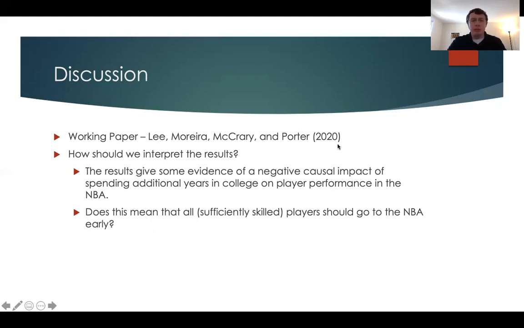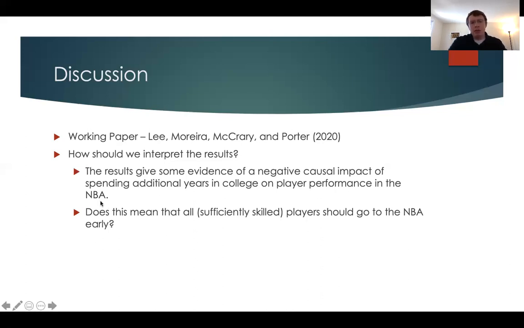So when thinking about the results of this paper, what I would then say is certainly the instrumental variables regressions are suggesting a negative impact of spending additional time in college. The significance would be weaker based on the results of this working paper here. But at the very least, the evidence is not suggesting that spending additional time in college is having a positive impact. So I would interpret this as either a null impact or a negative impact. So the results give some evidence of a negative causal impact. So it's a null effect or a negative effect.